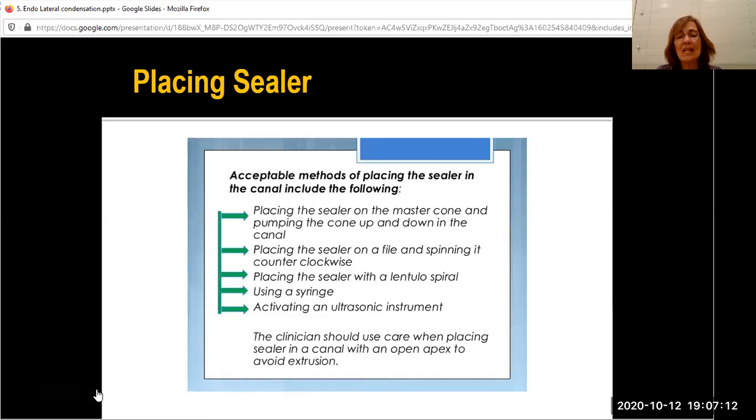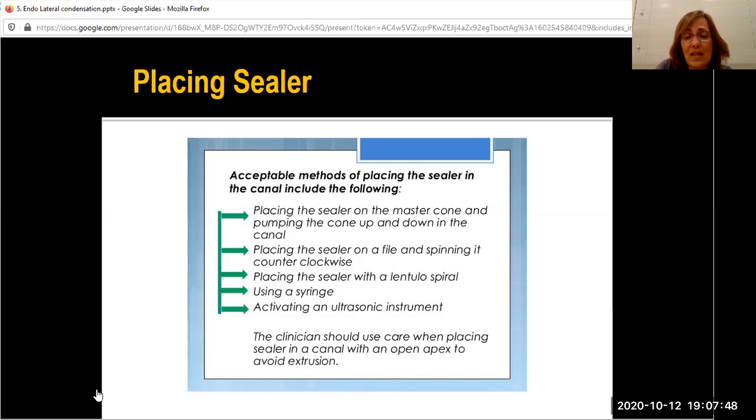Okay. So placing the sealers, like I mentioned, you can use your master cone, moving it in a pumping direction. You could use a sealer with a file, spinning it in a counterclockwise position. The reason why you do that, just to review, is that you don't want to bind the file into the root. You can use that spiral, the lentulo spiral, to spackle the sealer against the inside of the canal.